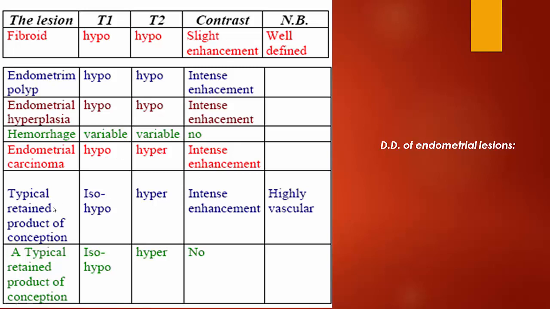Typical retained product of conception shows iso or hypo signal in T1, hyper signal in T2, and intense enhancement with contrast. It is highly vascular, like an endometrial polyp. Atypical retained product of conception is iso or hypo on T1, hyper in T2, with no enhancement.